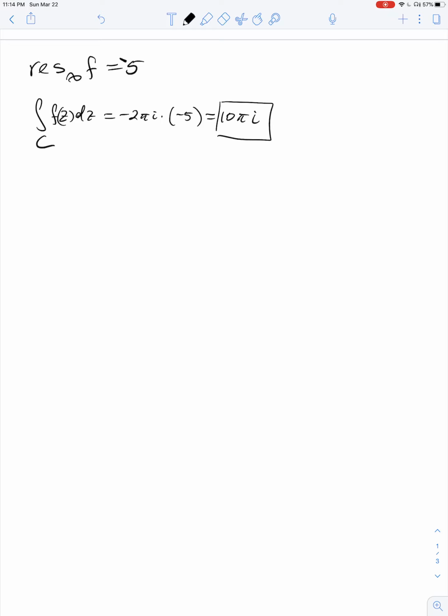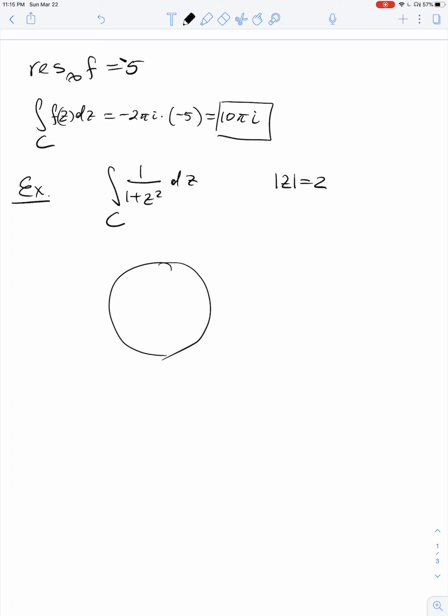Okay, so let's maybe do some exercise. Let's compute some integral. Well, I'll just do one more example. I'll integrate 1 divided by 1 plus z square dz over the same circle, the circle with radius equal to 2. And we notice that this circle has two problematic points, I and minus I. The coordinates go somewhat like this.